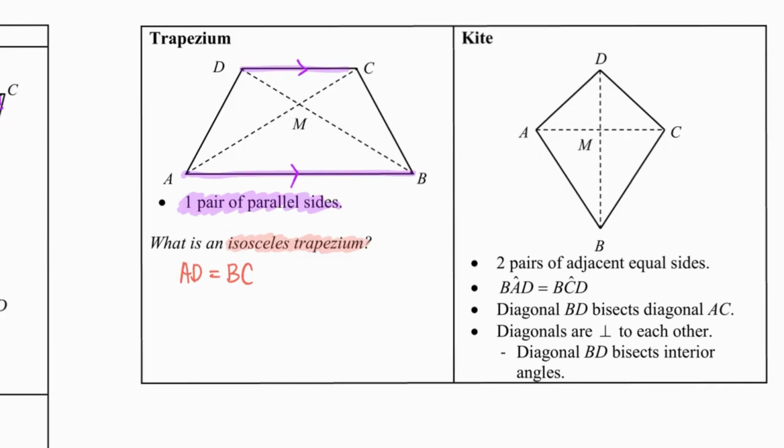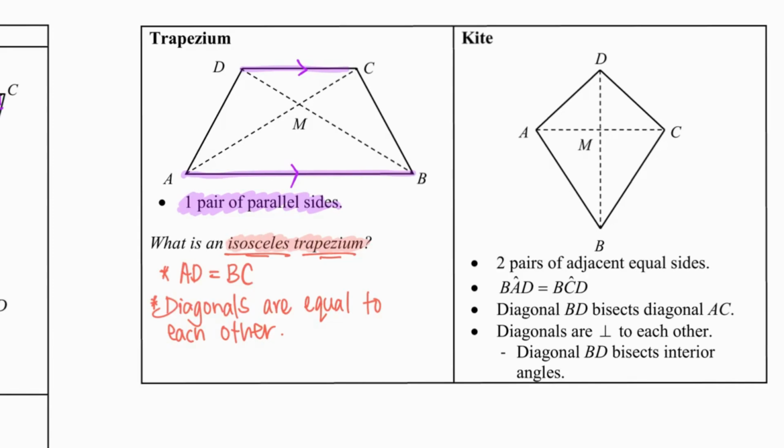And therefore, the diagonals are equal to each other. Okay, only for isosceles trapezium. Alright, meaning if I'm going to use the top here, then BD is equal to CA.